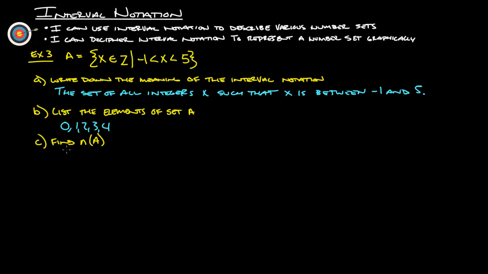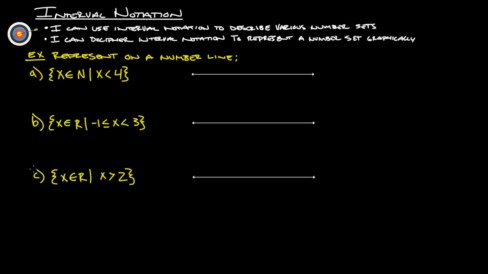And then part C says find n of A, so that's the number of elements in set A. 1, 2, 3, 4, 5. There are 5 elements in set A. Okay. All right, example, represent on a number line.